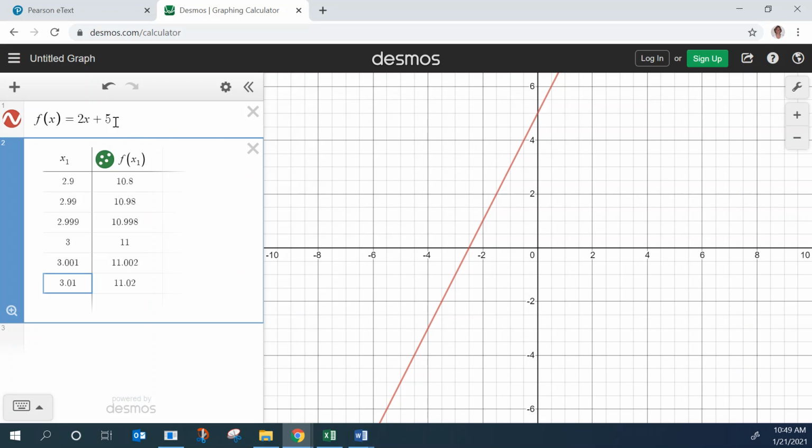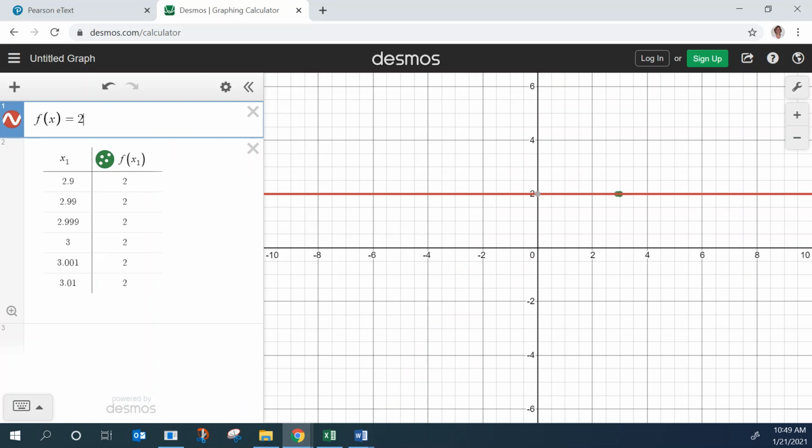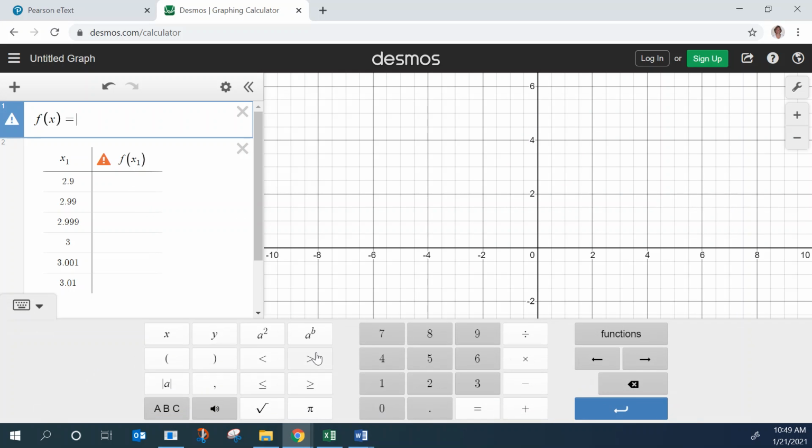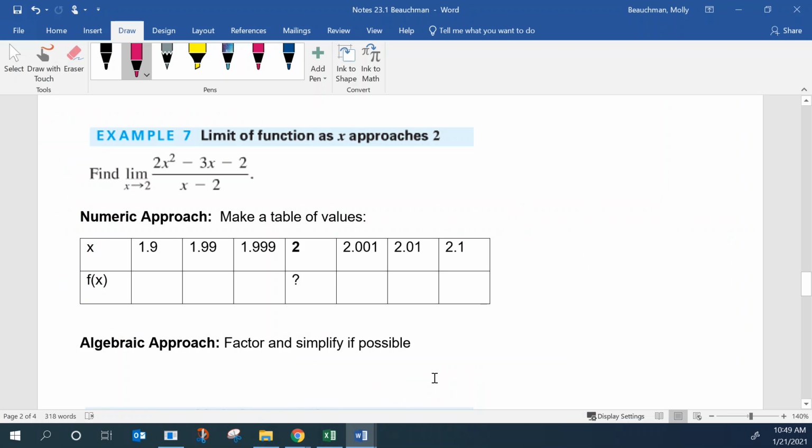So when you type it into Desmos, I think I can just do the fraction bar. I'm going to use parentheses and type in the numerator, which is 2x squared minus 3x minus 2.